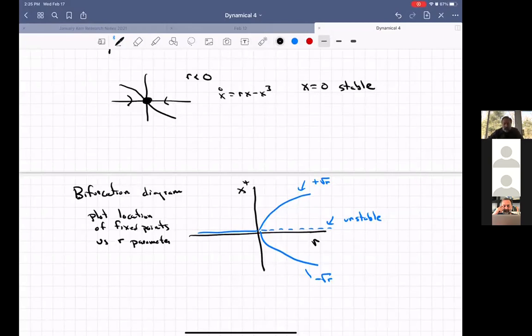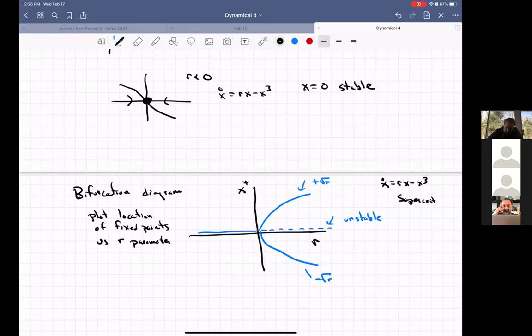Why is this called the pitchfork bifurcation? Because it looks like a pitchfork. Yeah, it is a pitchfork, right? You could shovel hay with this, right? Looks like a pitchfork. So this is our supercritical. So this is x dot is rx minus x cubed, and this is called the supercritical pitchfork.